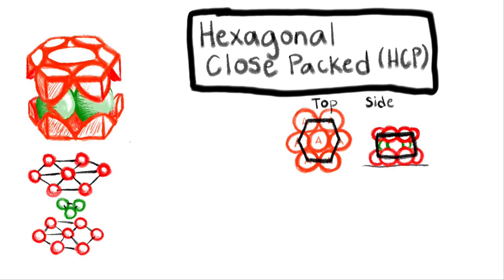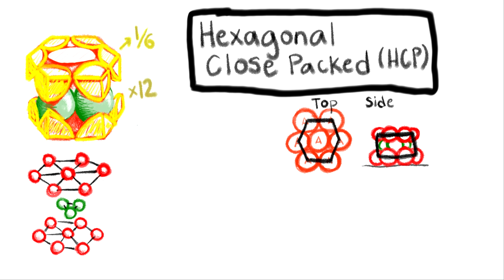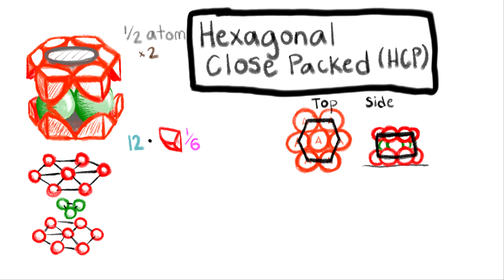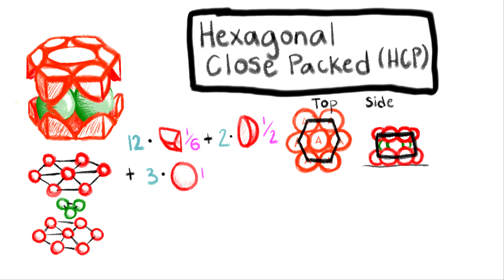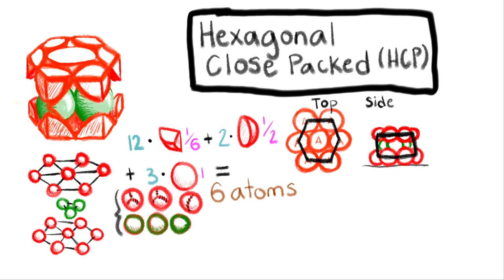There's just no easy way to box this one into a cube, so we're going to have to endure the weird geometry. The outer edge segments are 1/6 of an atom, and there are 12 of them in total. These 12 encircle the 2 half-atom fragments, one on the top and the other on the bottom. Lastly, there are 3 whole atoms that are sandwiched in the center. When sutured together, this comes out to 6 atoms per unit cell.